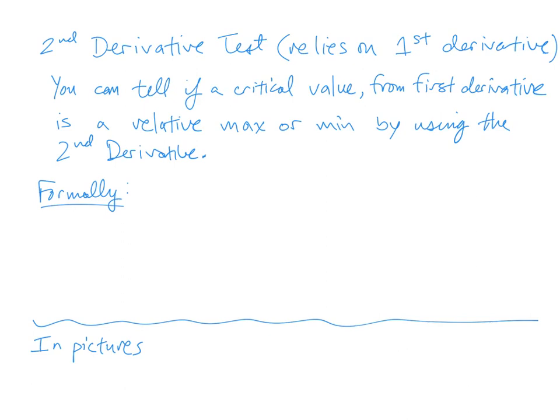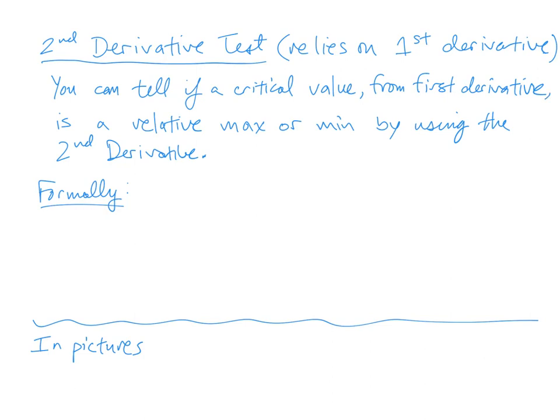The last little bit here for this video, you have the second derivative test. And the second derivative test is really kind of a weird thing because it relies on the first derivative. So, I mean, you'll see, you can make your own opinions about this. The second derivative test basically says you can tell if a critical value from the first derivative is a relative max or relative min by using the second derivative.